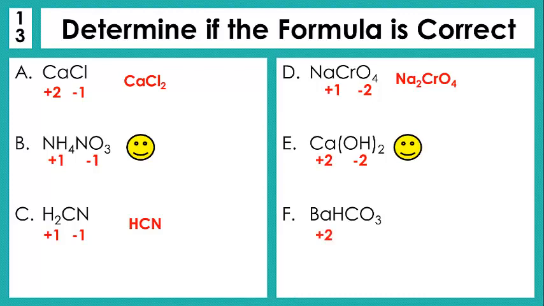Last one, barium has a charge of +2, whereas hydrogen carbonate has a charge of -1. So I need to have 2 hydrogen carbonates in order to balance out the +2 from barium.